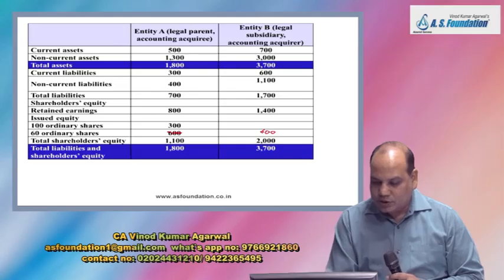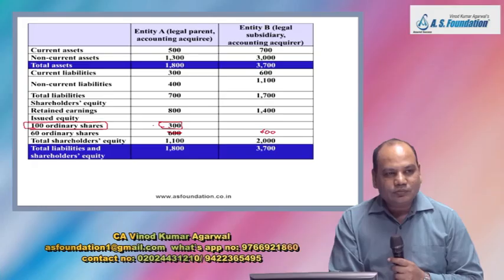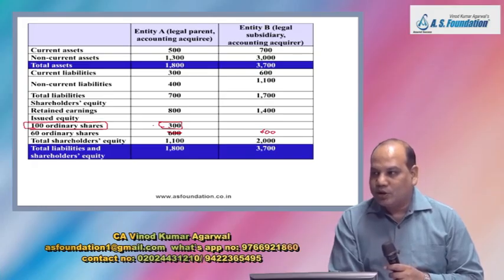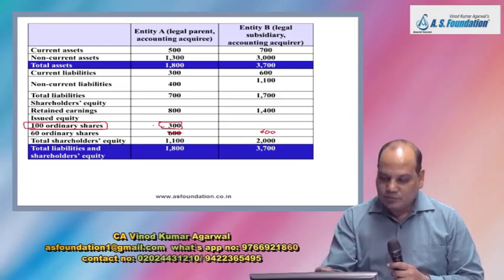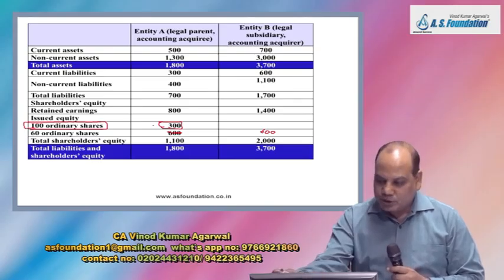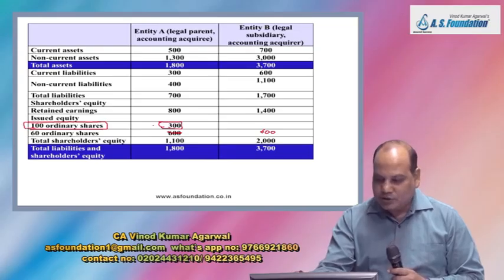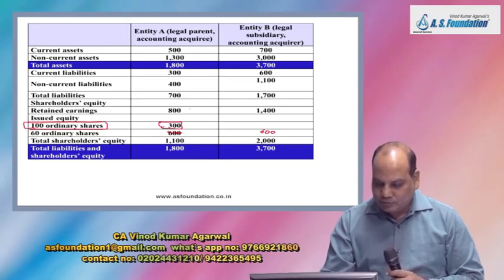So the answer is yes. This company has 100 shares, but it has issued 150 shares. So that means you have issued more than your own ordinary shares. This is a case of reverse merger. So A is legal acquirer but accounting acquiree. B is legal acquiree but accounting acquirer. Right? Then this is their respective SOFP.